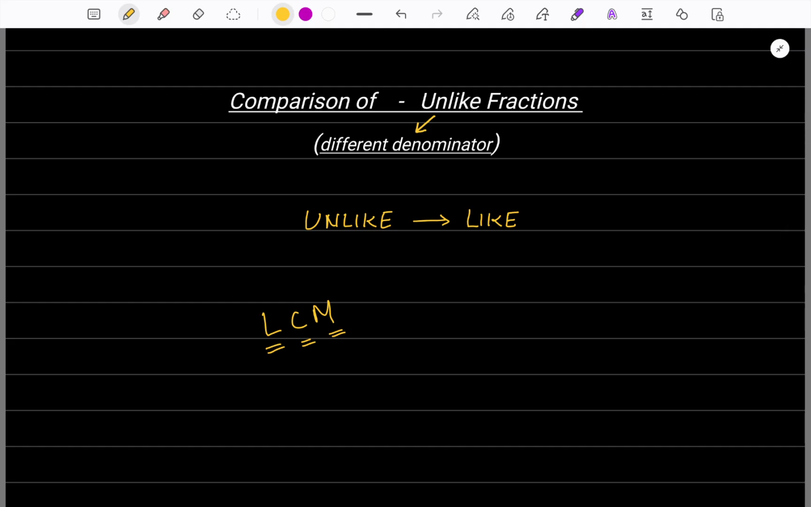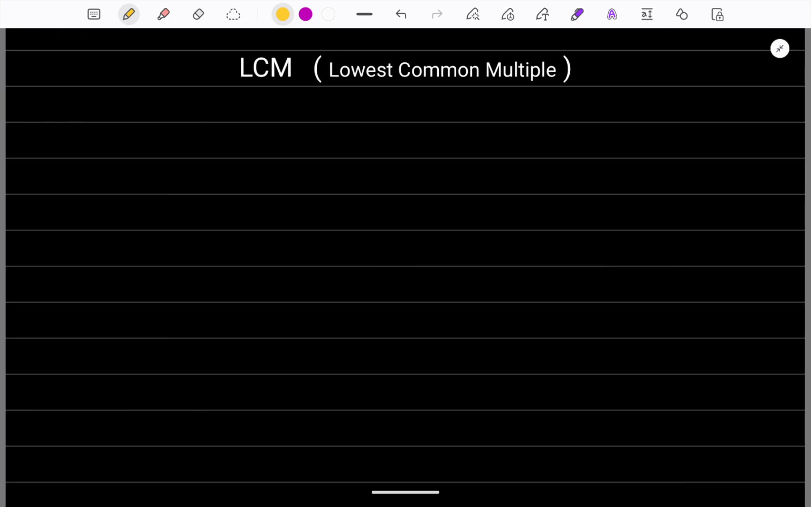So let's understand this LCM. This can also be called the least common multiple. Now here we are talking about multiples. Let's understand this with an example. The example here is 5 by 12 and 1 by 18. These are unlike fractions. Now to find the LCM of this, we have to find the LCM of 12 and 18. So LCM of 12 and 18 here.